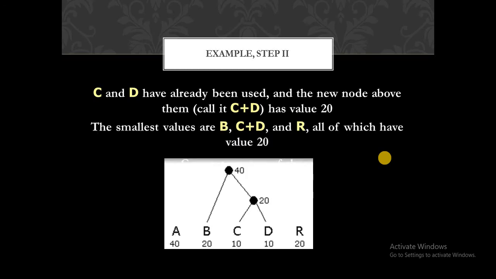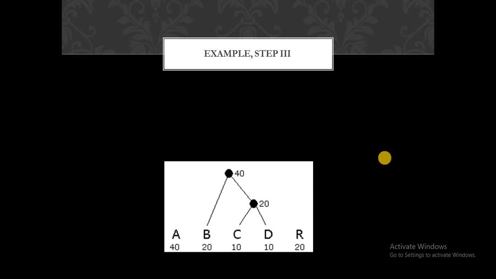So in this example, I have connected B and C plus D. The frequency of B is 20, and the frequency of C plus D is 20. 20 plus 20 is 40. Now the frequency of the parent node is 40. So in step number 3, again we need to choose two child nodes having minimum frequency information.